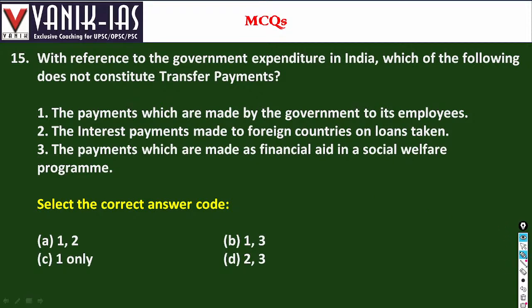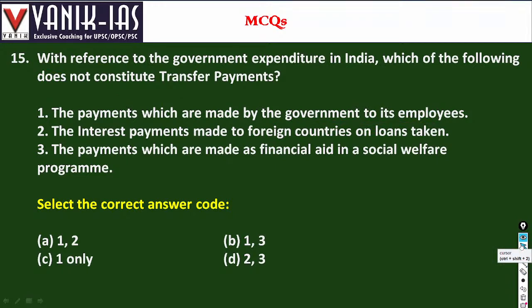With reference to government expenditure in India, which of the following do not constitute transfer payments? Payments made by the government to its employees are not transfer payments.